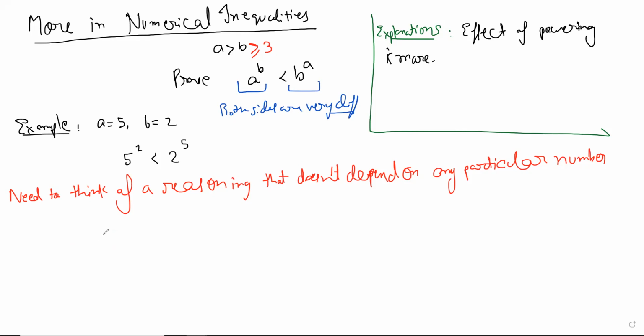We will raise both sides to the power 1 by ab. And you can immediately see why I'm doing this. Both sides become of a similar nature. The truth has not changed, right? This is true if and only if this is true. So I've not changed any truth, but maybe it's easier now. This is obviously the same thing as 1 by a less than 1 by b. It is the same problem, the problem has not changed. But now the quantities involved are of a similar nature.